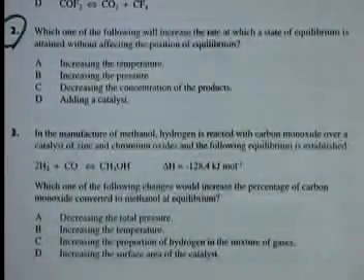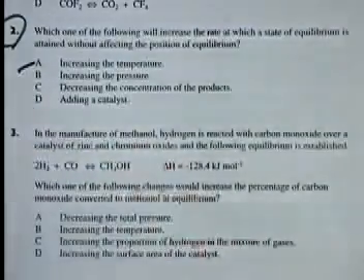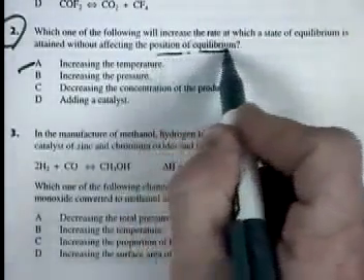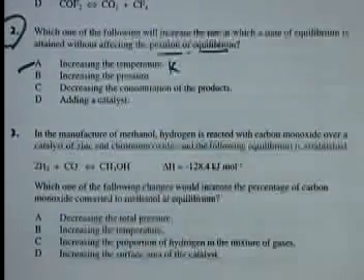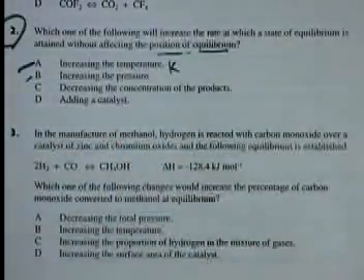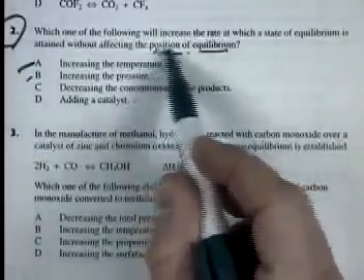Question number 2 states, which one of the following will increase the rate at which a state of equilibrium is attained without affecting the position of equilibrium? Will increasing the temperature? Remember, temperature will increase the reaction rate, but it will also affect the position of the equilibrium, because remember, it will change K. How about increasing the pressure? Well, remember, if you increase the pressure, you're going to shift to the side of the reaction with the least moles of gas, and so you will be affecting the position of the equilibrium, correct?